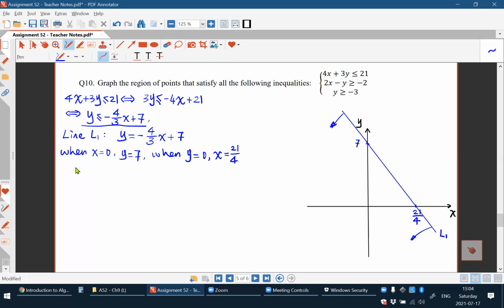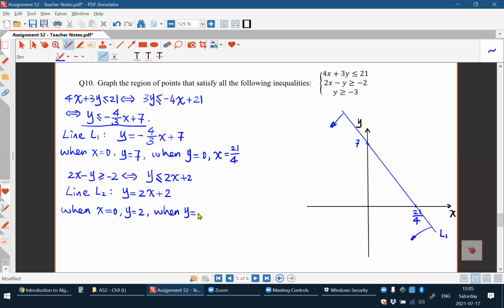Okay, next, the second inequality, which is 2x minus y greater than or equal to minus 2, which is equivalent to y smaller than or equal to 2x plus 2. And the corresponding line L2 is y equals 2x plus 2, right? In order to find this line, we need to find its intercepts. So when x is 0, y is 2, right? And we also know that when y is 0, x is minus 1, right?